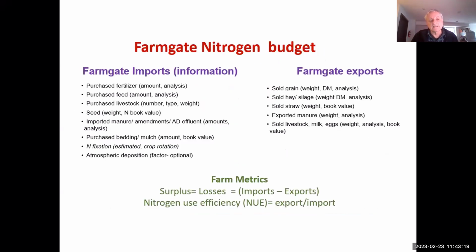And again, okay, so this is a list. So what we can do with these numbers is we can calculate the surplus, and we can compare different farms, different BMPs, and we can calculate nitrogen use efficiency, which in itself is a very important parameter to look at.